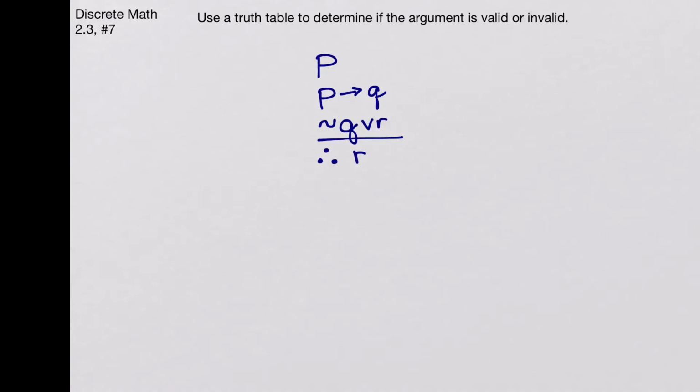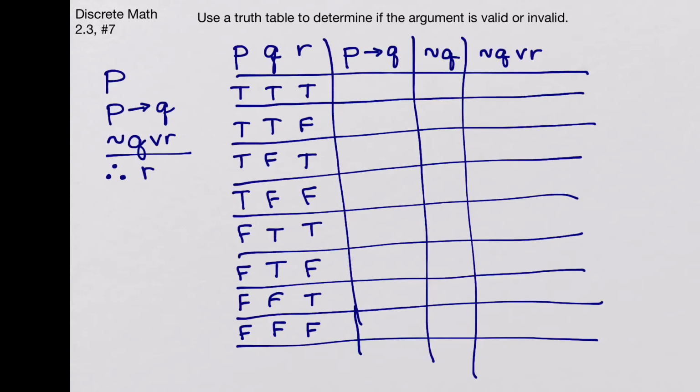In this problem, we want to use a truth table to determine if this argument is valid or invalid. So my first step is to construct a truth table. Here I've constructed the truth table. I've made a column for each statement that I need to find the truth value for, and I've filled in the truth values for my basic variables P, Q, and R.